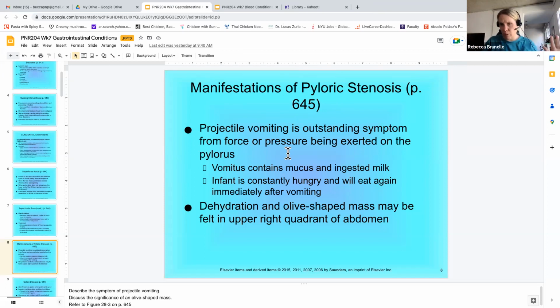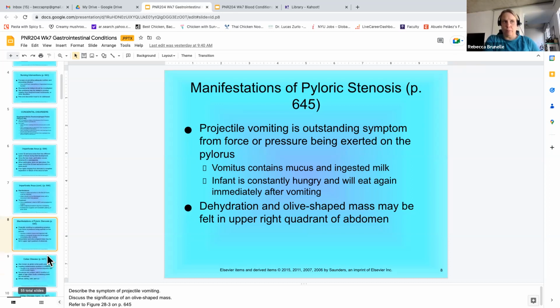It's not like normal baby spit up at all. It's this very kind of violent projectile emesis. And they can get easily dehydrated, obviously, because they're vomiting, and otherwise they usually don't act sick. You know, they don't have a fever, they're vigorously hungry, they want to eat. And sometimes you can feel an olive-shaped mass in the right upper quadrant of their abdomen.